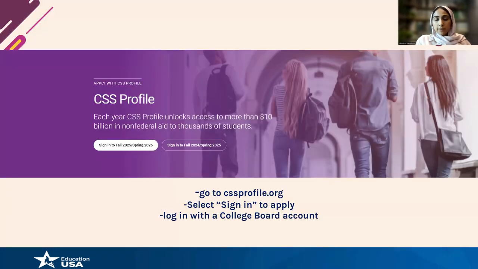So again, if you haven't made a CSS profile account, please make it. Go to cssprofile.org, select sign in to apply and log in with a College Board account. A lot of you will already have a College Board account because I'm assuming some of you have given your SAT or plan to give your SAT, so you should have a College Board account already.